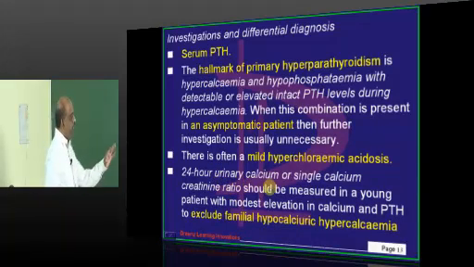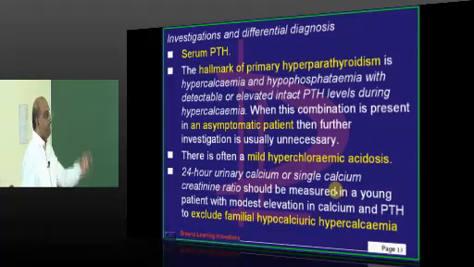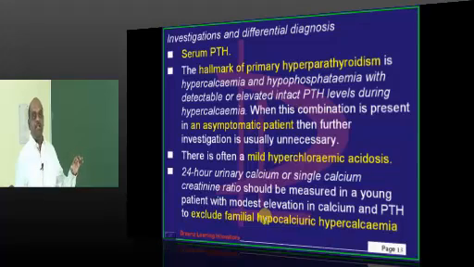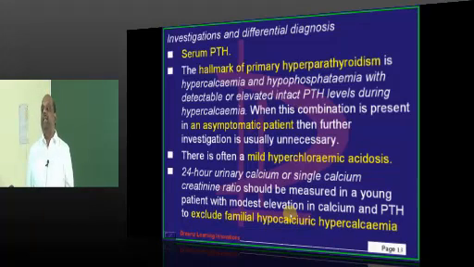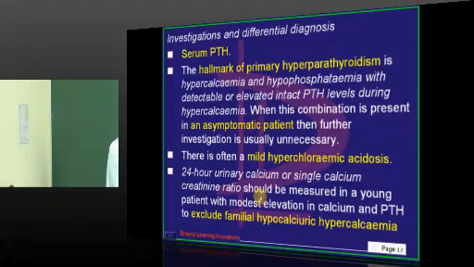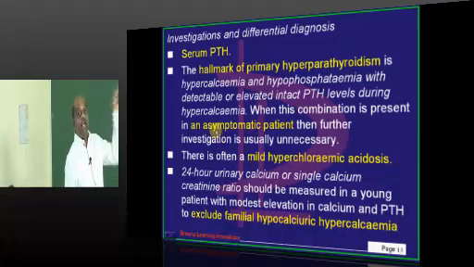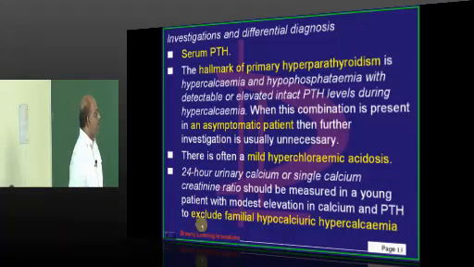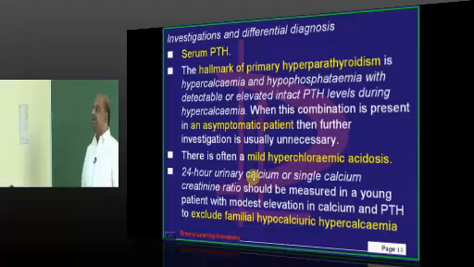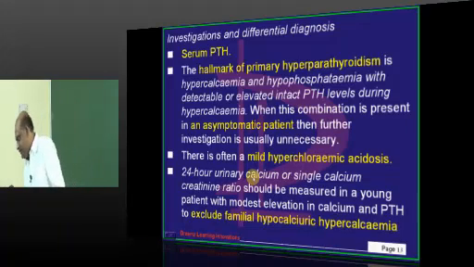Then we evaluate 24-hour urinary calcium, or we do calcium creatinine ratio, especially with young patients who have elevation of PTH. Why? Because one of the rare causes of the hypercalcemia which we discussed was familial hypocalciuric hypercalcemia. Due to the low calcium going into urine, there is a high calcium in the plasma. So how do you discover that? You need to do 24-hour urinary calcium or calcium creatinine ratio, then you will know whether the calcium is excreted into the urine normally or not.